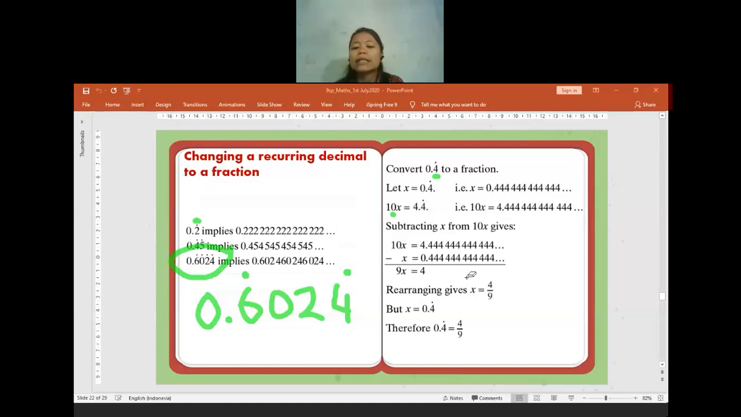To cancel the decimal places, I will just subtract them, because this is so many 4s. I subtract so many 4s, and they will cancel each other. So I will just focus on 4 minus 0, which equals 4. 10x minus x, if there is no number, it means there is a 1 right here. So 10x minus 1x equals 9x. So 9x equals 4. So x equals 4 by 9. So it means 0.4444 equals 4 by 9.